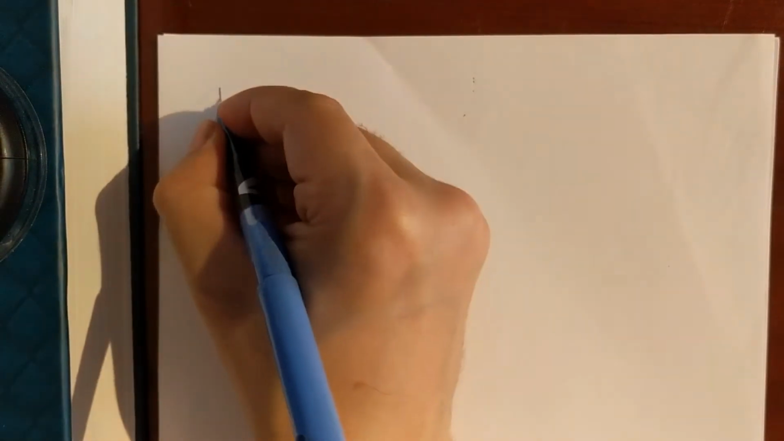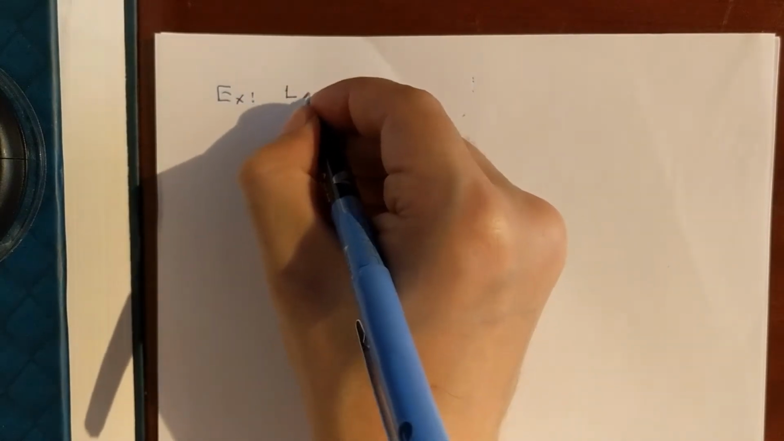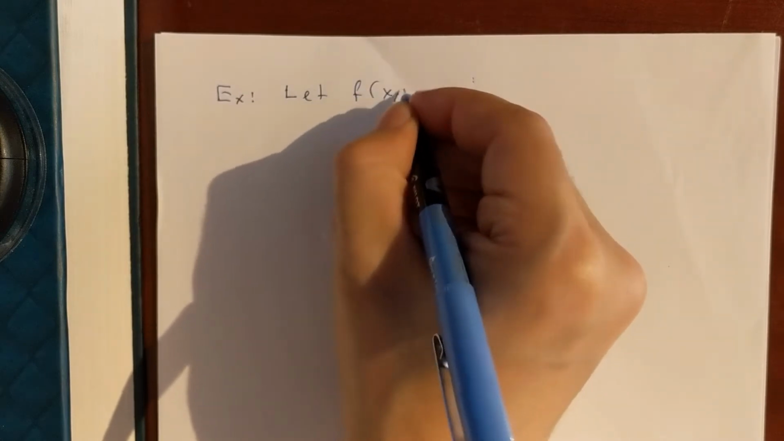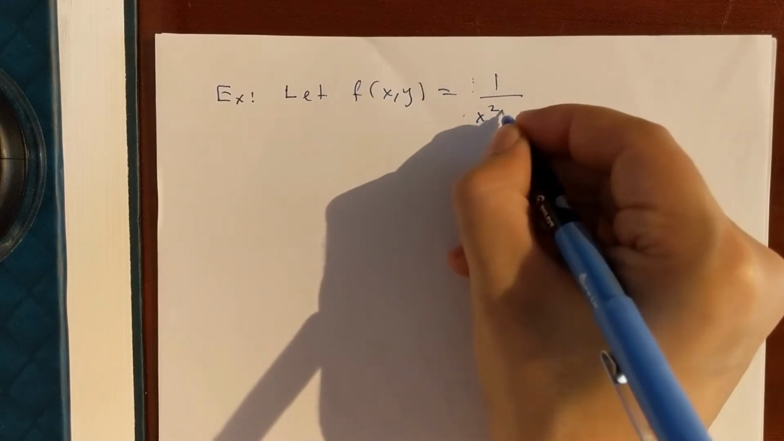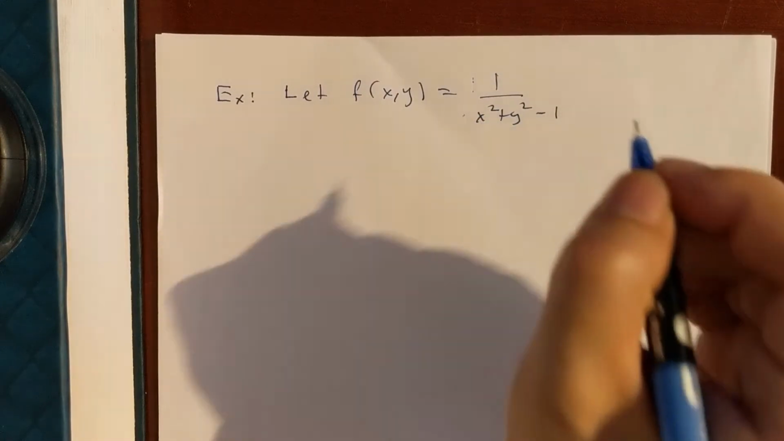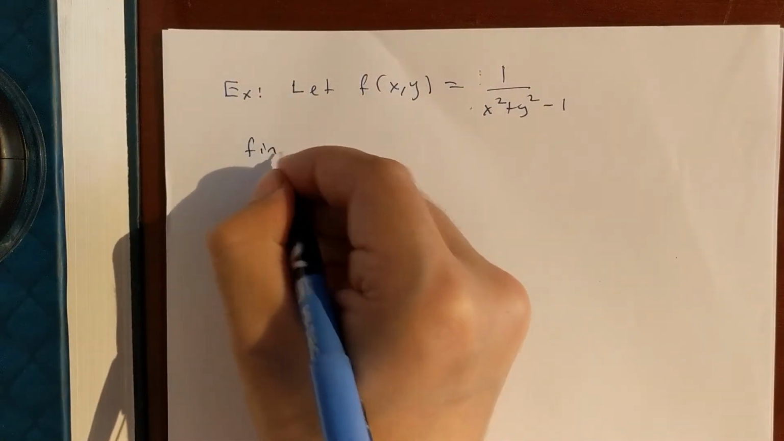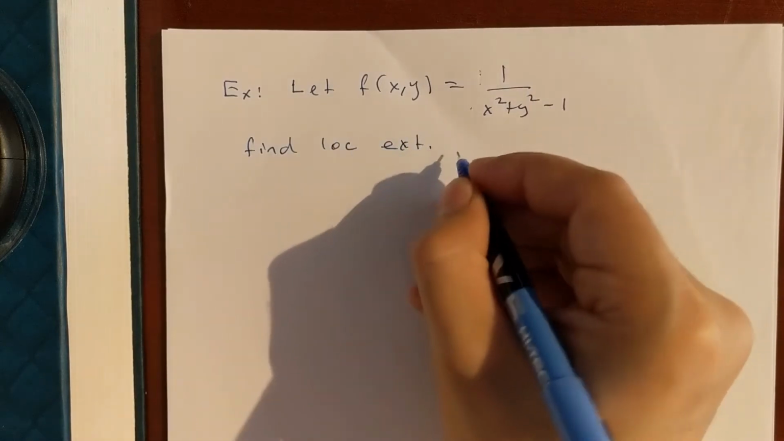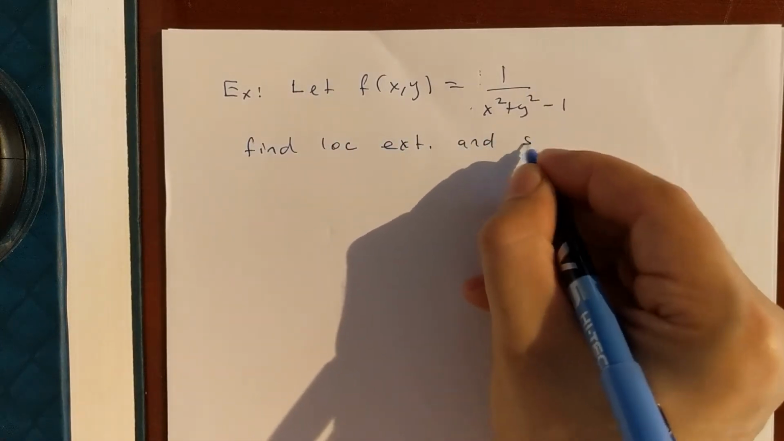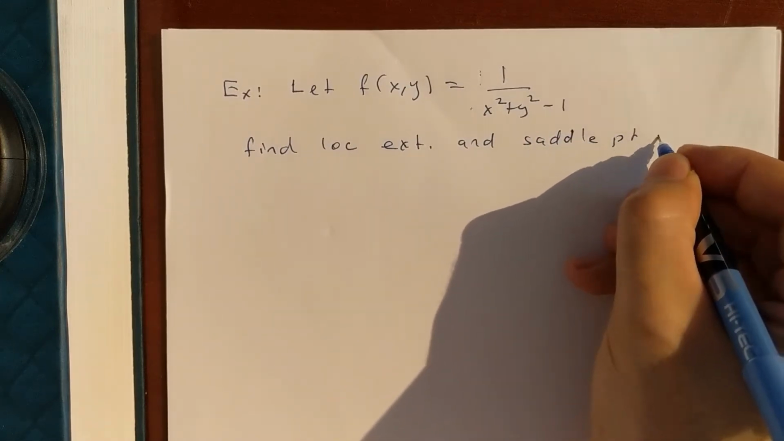Okay, folks, so we were going to do an example, so let's do our example. As an example, I'm going to look at the function f(x,y) equal to 1 over x squared plus y squared minus 1. We want to find local extrema and saddle points, if any.